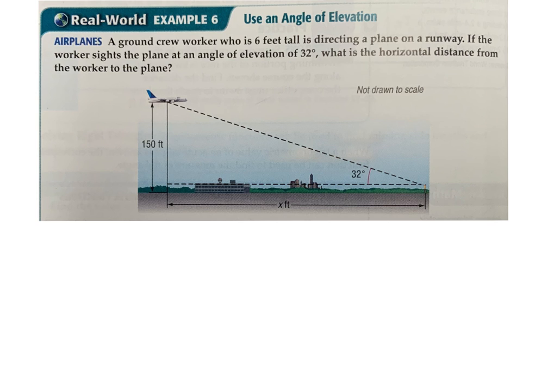A ground crew worker who is 6 feet tall is directing a plane on a runway. If the worker sights the plane at an angle of elevation of 32 degrees, what is the horizontal distance from the worker to the plane? Okay.